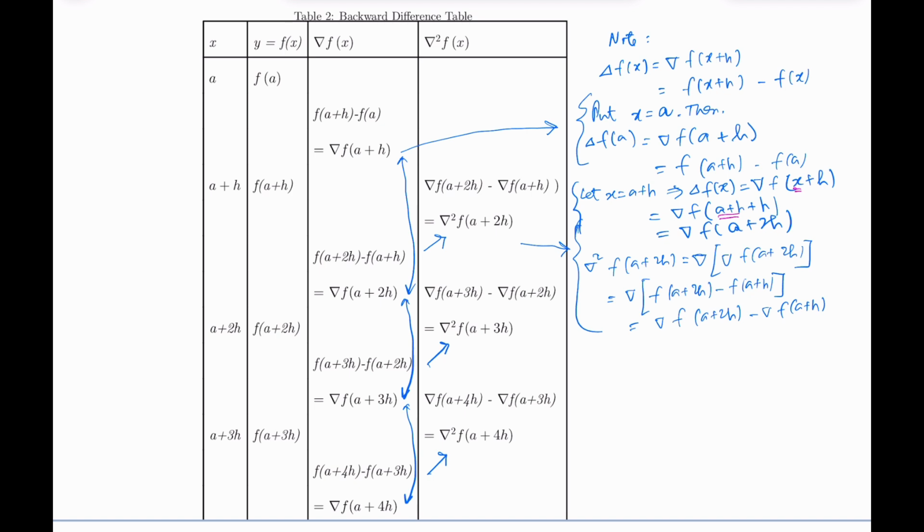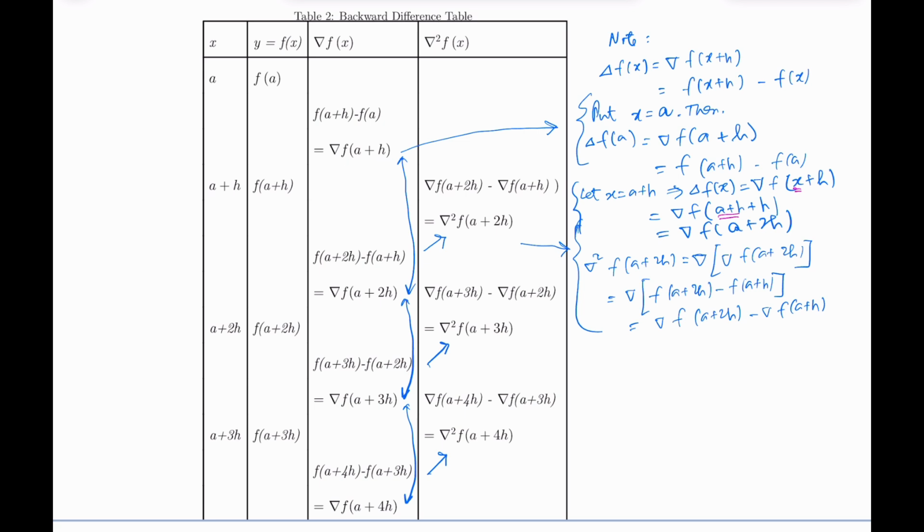We have 4 columns here also. The first column gives you the argument. Second column gives you the entry. Third column gives you the first backward difference. And fourth column gives you the second order backward difference. So see, first order backward difference is f(a+h) minus f(a), and this is written as nabla f(a+h).